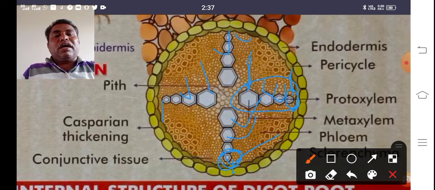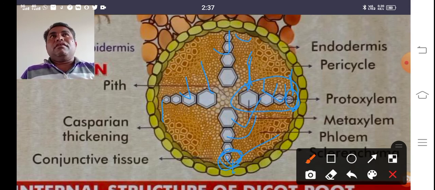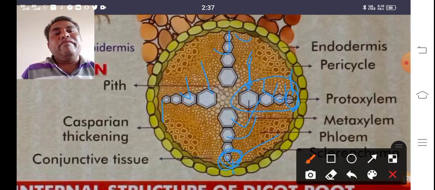So this you already know: xylem is always responsible for the conduction of water and minerals from the root to the upper parts of the plant body, and phloem is always responsible for the transport of food material from the leaves to other parts of the plant body. But now when we take the phloem, here, there, phloem.